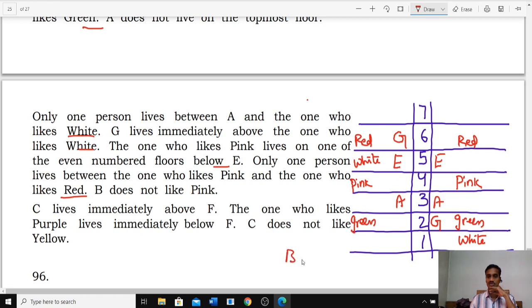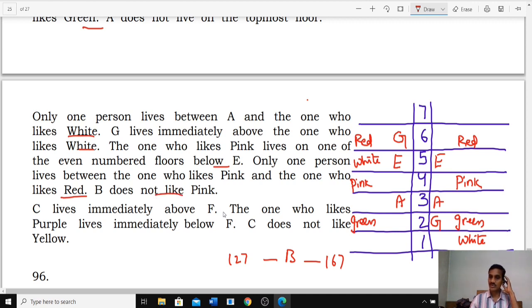So in the first case, where can B be? B does not like pink, so B can be anywhere among 1, 2, 7. In the second case, B can be 1, 6 or 7. B can be anywhere among 1, 6 or 7. B does not like pink.